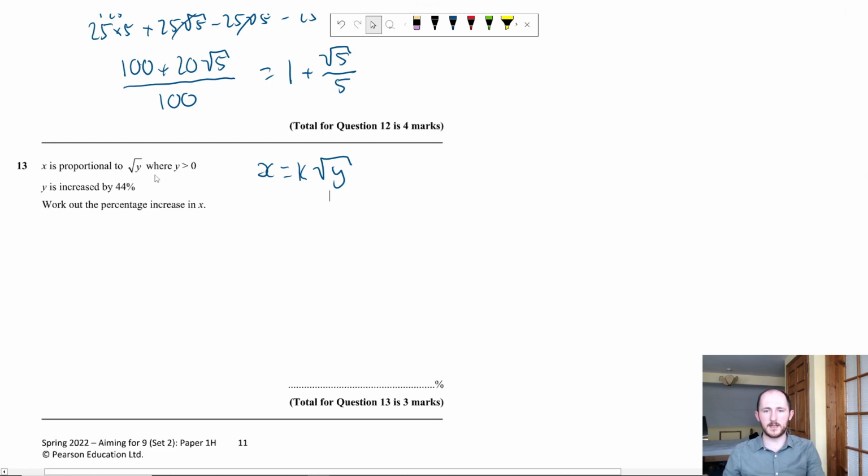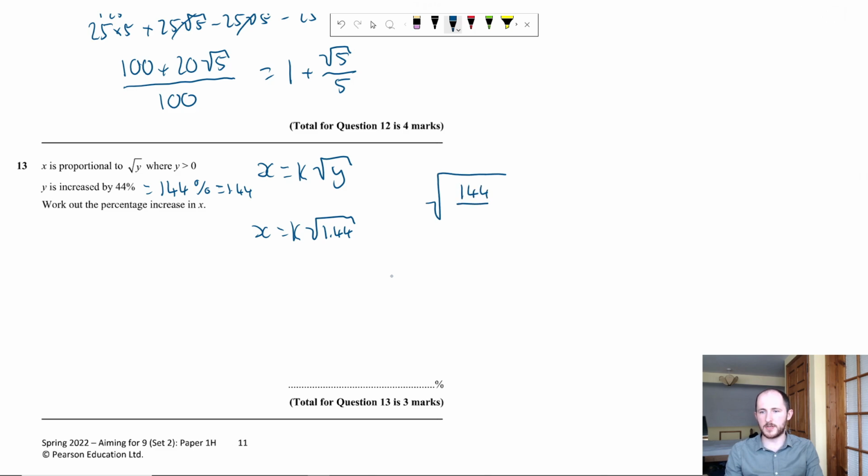Easy. Y is increased by 44%, which means it's currently at 144% of its value, which as a decimal is 1.44. So we have x is equal to k square root 1.44. So all we need to do is work out what the square root of 1.44 is, and then we immediately get what the percentage increase is. We get the decimal multiplier. So how do I do the square root of 144, which I imagine some people may be a bit kind of nervous on? Well, I can make that.